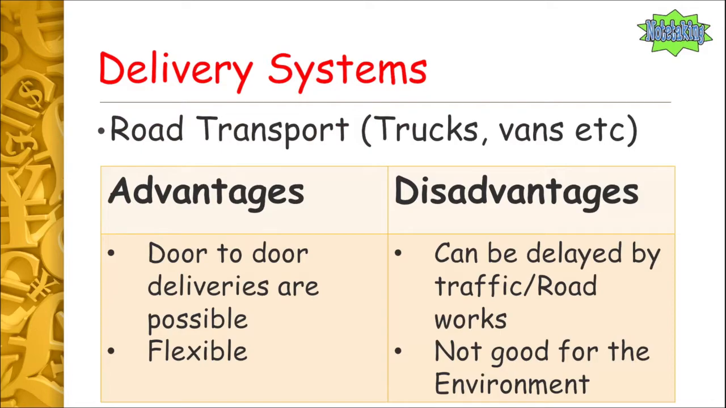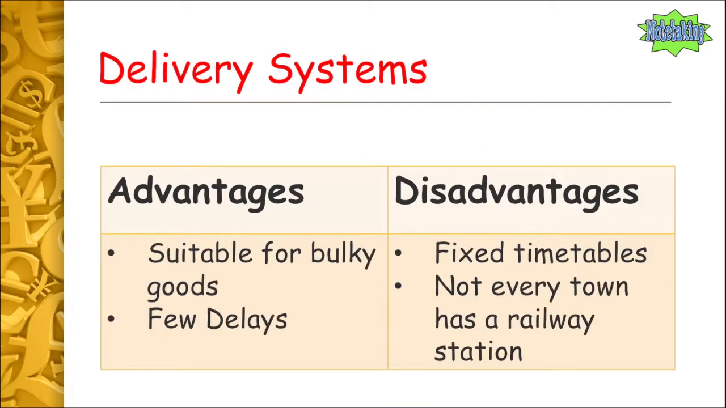So, road transport, so that's your trucks and vans. The advantages are that you're able to do door-to-door delivery, so you're able to go from one address to the other address very easily, and it's very flexible. You can change the times of the delivery very easily. The disadvantage is that road transport can be delayed due to a number of different factors, such as traffic jams or roadworks or road traffic accidents. Also, it can be very bad for the environment. Diesel-heavy trucks can cause a lot of damage to the environment.